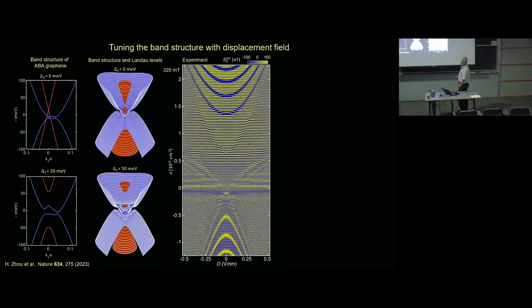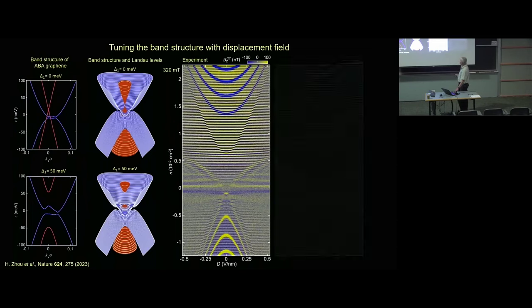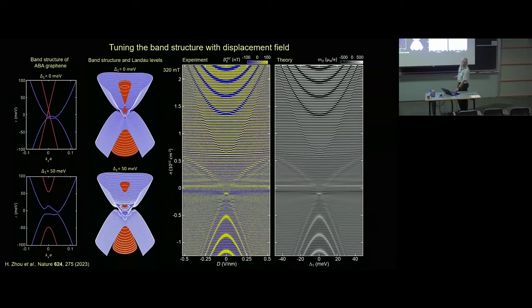So this is how the experiment looks. This is the displacement field. This is the carrier density. What I've shown you previously was the line at zero displacement field. Now we already know the band structure, and we can easily add displacement field. And this is what we get theoretically. So really, all the fine features are reproduced very nicely, essentially with zero fitting parameters here.